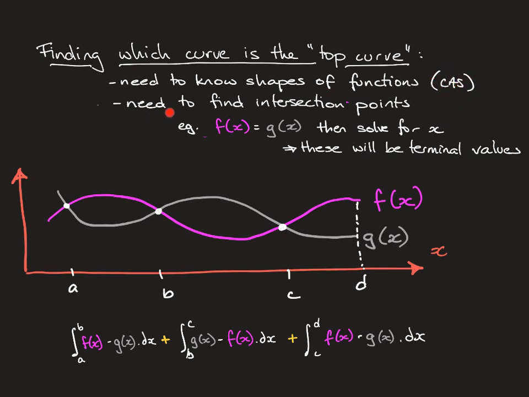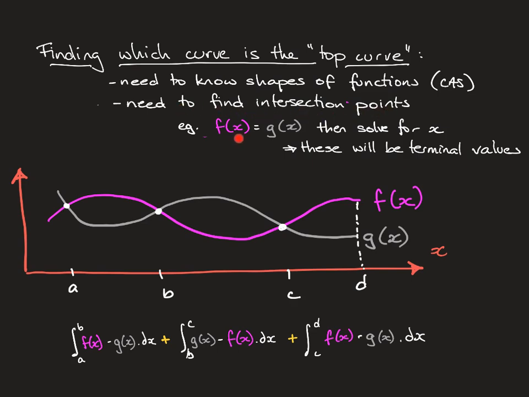And then the other thing you need to know is you need to find the intersection points of the two functions. So you can see here I've got two functions, a pink f of x and a grey g of x. And sometimes the pink function is the top function, like here, and the grey function is the lower function. Sometimes the grey function is the top function and the pink function is the bottom function. So anytime they intersect, they're going to swap which one is top and bottom. So you need to find the intersection points.